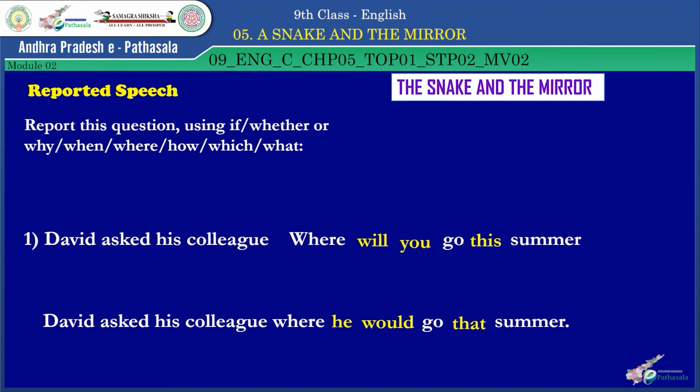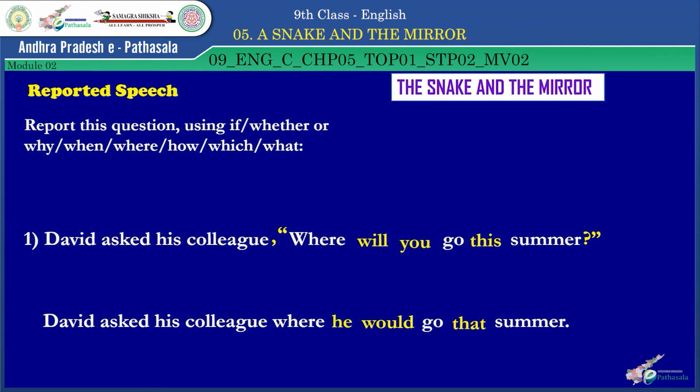And now, my dear students, in direct speech, you is changed into he in reported speech. So you vanishes and is changed into he, and will is changed into would. And also, as we said before, this is changed into that. So after all these important changes, let's read the reported speech, my dear children. David asked his colleague where he would go that summer.